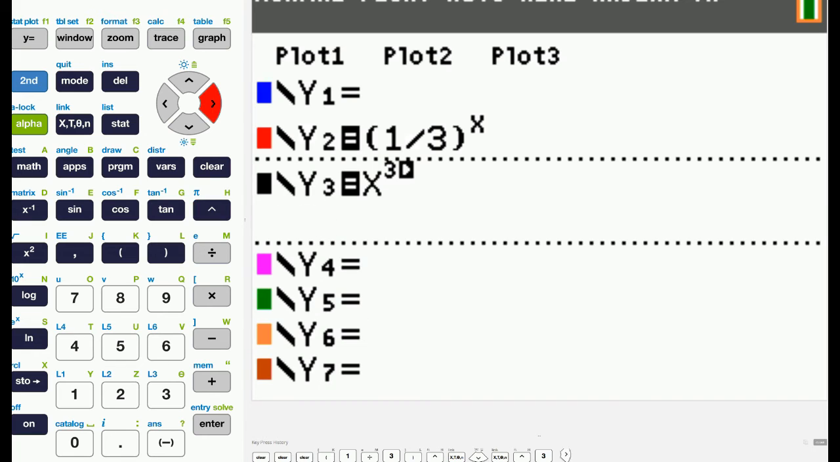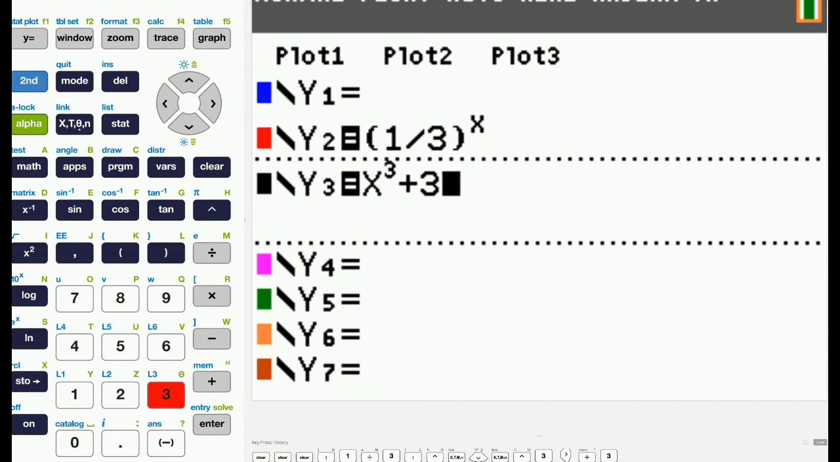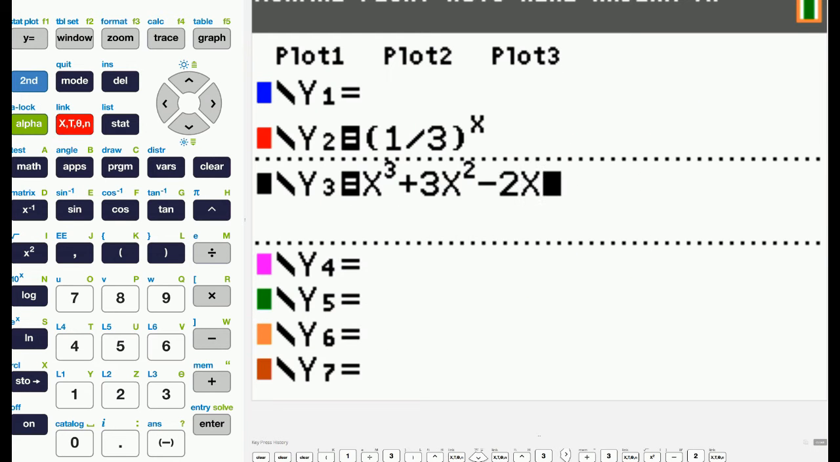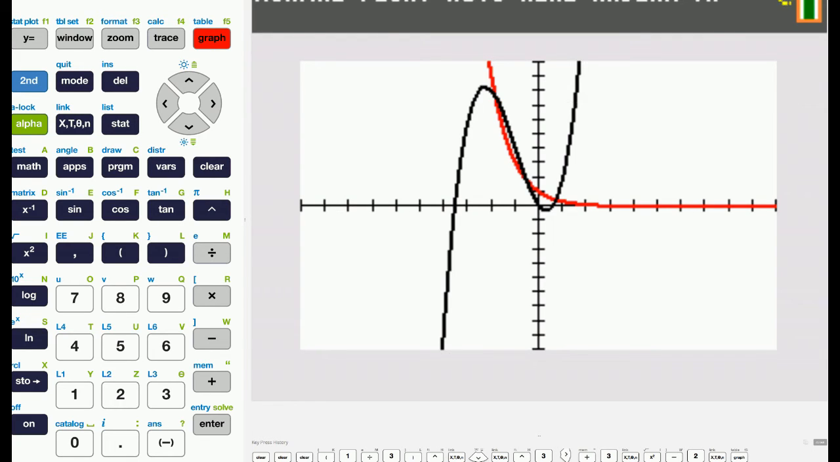X to the third plus 3x squared plus x minus 2x. And I'm going to graph them to see where they intersect. There's the exponential function. There's the cubic polynomial. It's x to the third, so it should look like that. And I see that it intersects it 3 times.